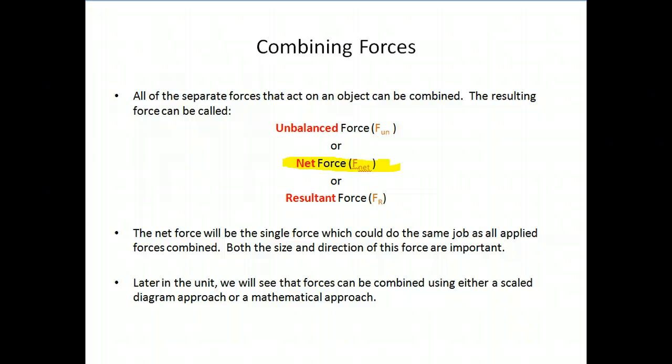And we should note that both the size and direction of this force are important. So this is a vector. Later in the unit, we'll see the forces can be combined using either a scale diagram approach or a mathematical approach.